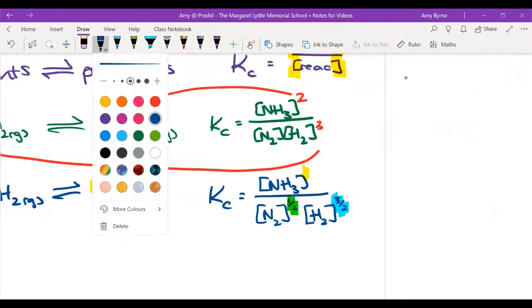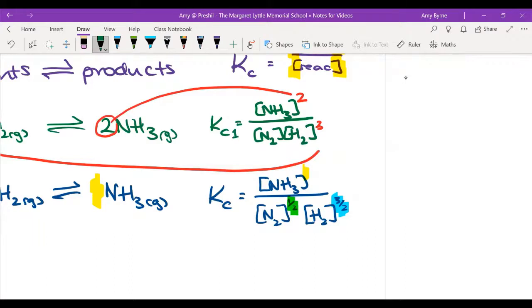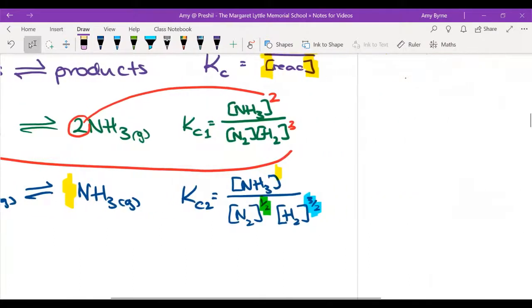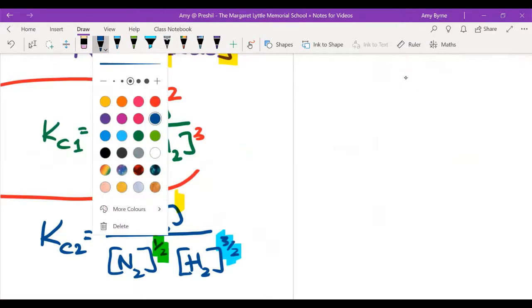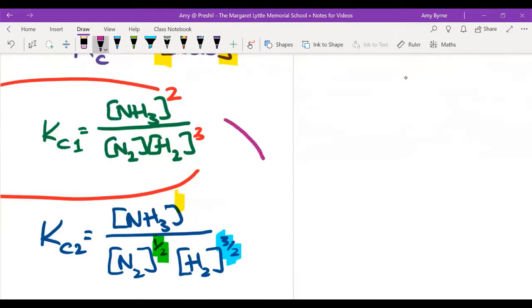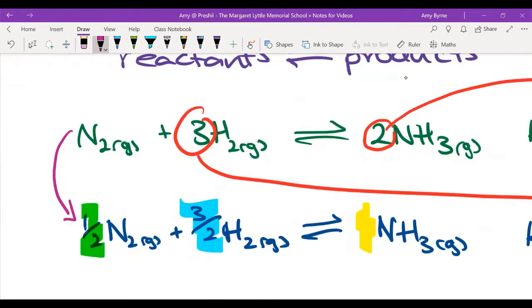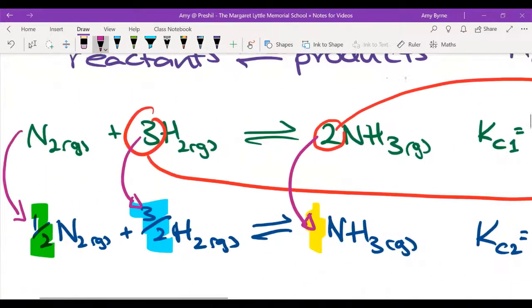So can you please look at my green Kc? I'm going to call that Kc1 and this blue Kc2. What is the difference between these 2 mathematical expressions? I'm going to switch off blue because that would be confusing. Let's go with purplish pink. As I'm going from Kc1 to Kc2, I'm basically taking the square root of it, or taking it to the power of 1/2. That's because I halved the mole ratios. Okay.